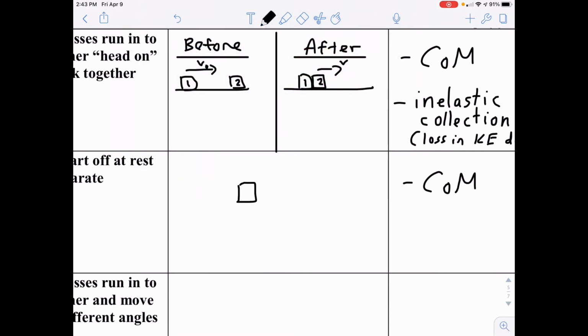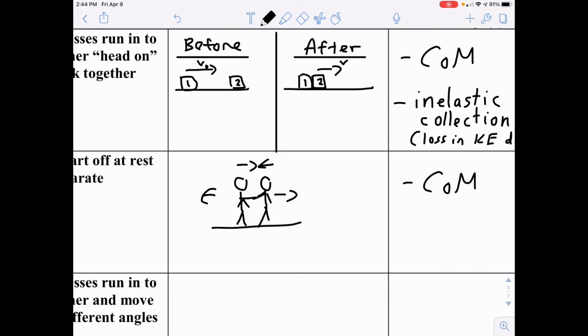It could be two people that are facing each other. And let's say those two people push off each other and they apply a force in opposite directions that make them move in opposite directions. It could also be, for instance, a gun firing. So a gun fires a bullet forward, the gun itself recoils backwards. Same thing with a cannon and a cannonball.